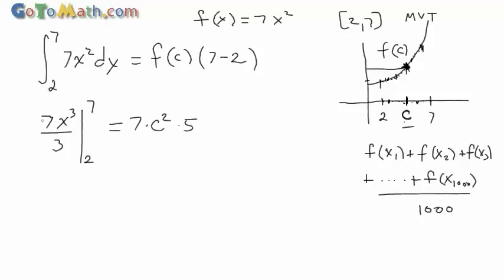Let's plug our bounds in here. So we've got 7 times 7 to the third over 3 minus, this is the fundamental theorem of calculus, and there's the word fun in fundamental theorem. Did you know that? I just now realized that actually. So we get that number, set it equal to 35 times C squared. Does anybody know off the top of their head what in the world that is?